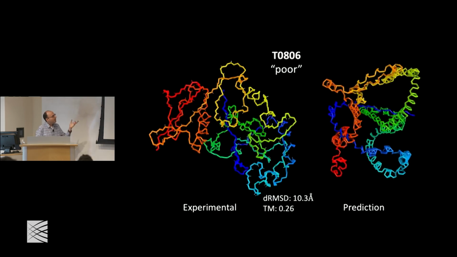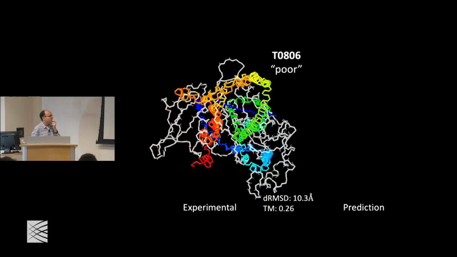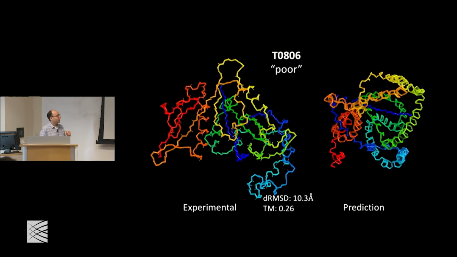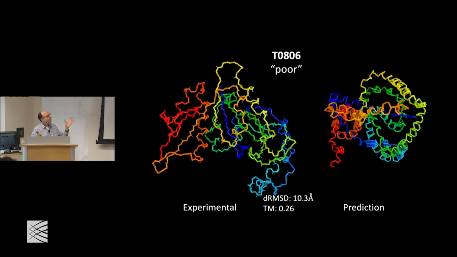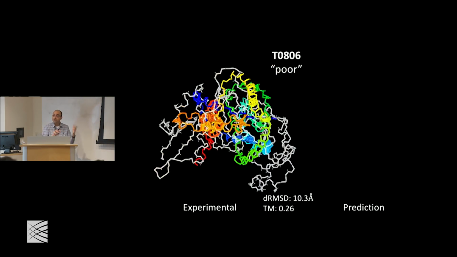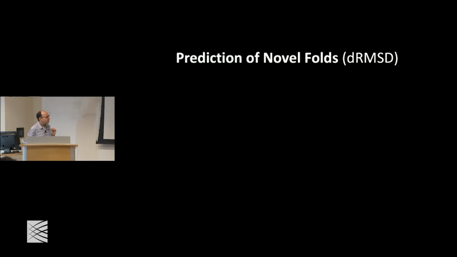And then finally, this is what I would call a very bad prediction. There's very little agreement between the prediction and the ground truth, and that's reflected in the RMSD and the TM scores. I would say that for most known folds, the accuracy falls between good and fair, and for most novel folds, it's between fair and poor, something on that order. But I'll give you some systematic numbers now.